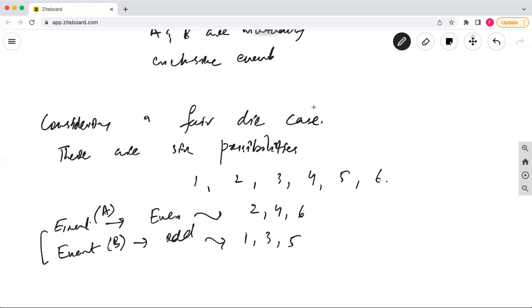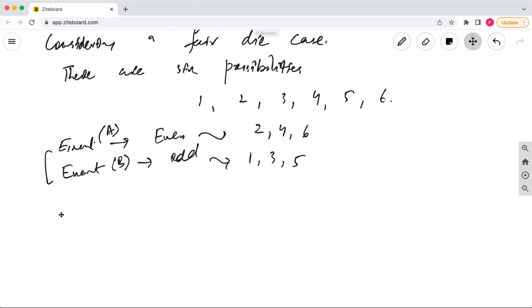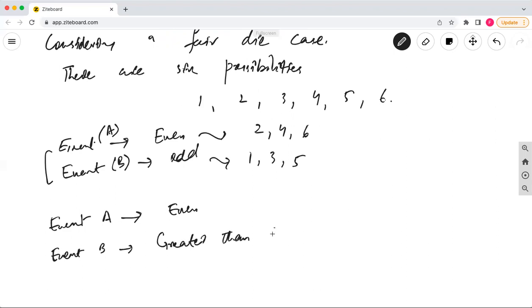Now, if I consider another case, the same event A, where I get an even number when I roll a dice, and event B, where I get a number greater than 4. Now can I say that these events are mutually exclusive? No, because for even I could have 2, 4, and 6, and for greater than 4 I could have 5 and 6. So there is overlap. Both of these can happen at the same time. So these are non-mutually exclusive events.